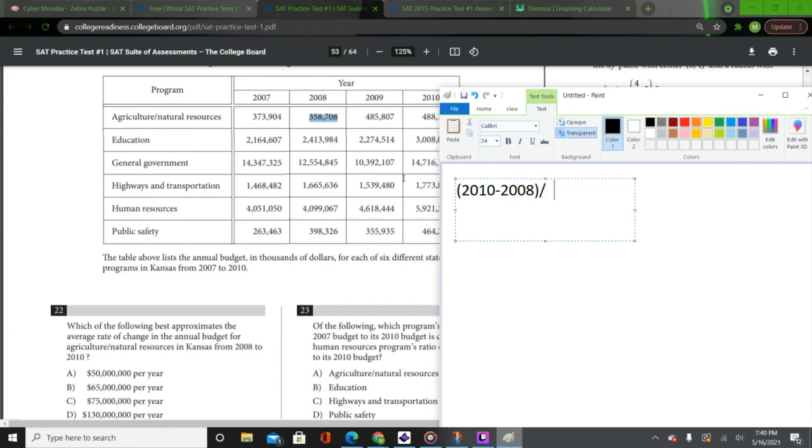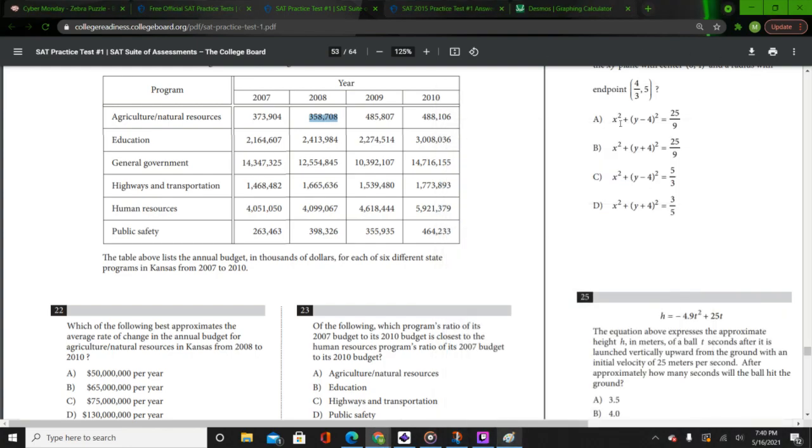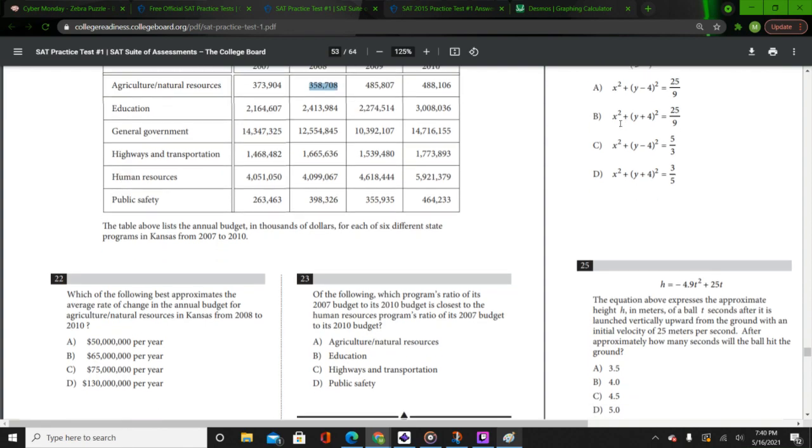divided by 2 years. And we'll do that, but that's what we're going to do. We're going to take 2010, subtract it from 2008, or vice versa. We'll do all that jargon, we'll divide it by 2, and we'll get our answer, which should be, I'm not going to do the math just because it takes time, but we already got it. For 22 should be B, 65 million.